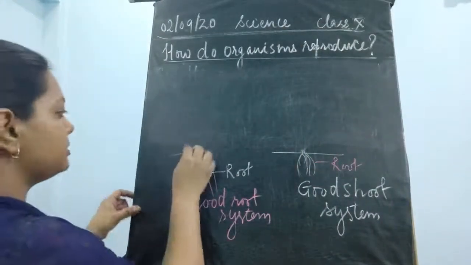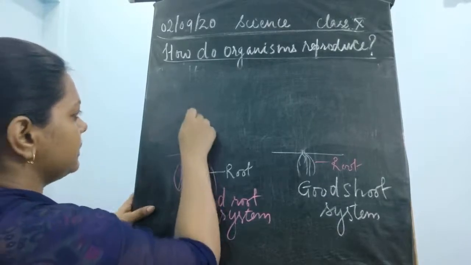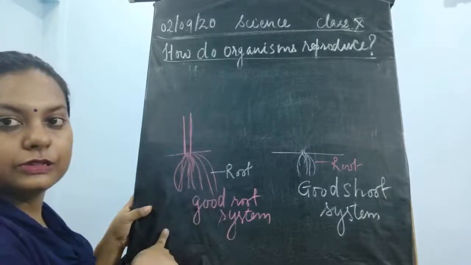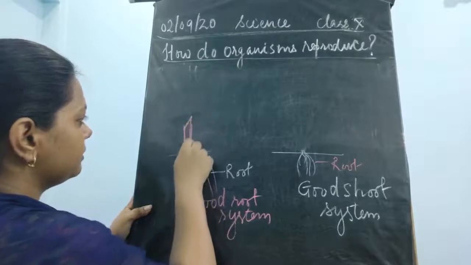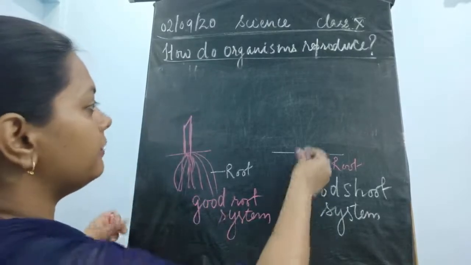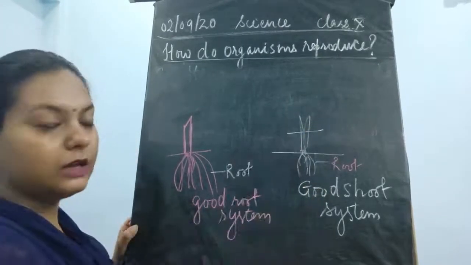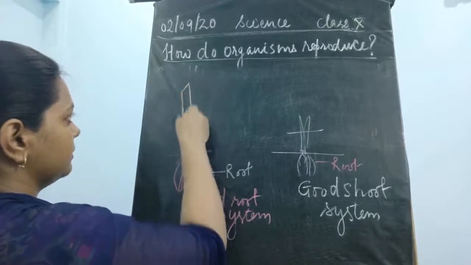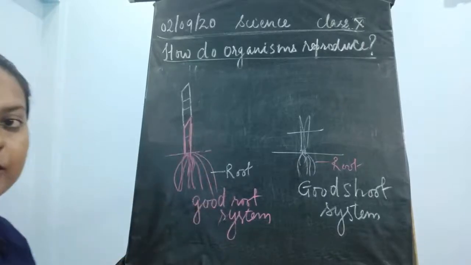Suppose this one branch I'll draw with a pink color. This one branch is being taken with the good root system, and we'll cut this branch in an oblique manner. Fine, and we'll cut one of the branches from the other plant and join it with this one. We'll join it.